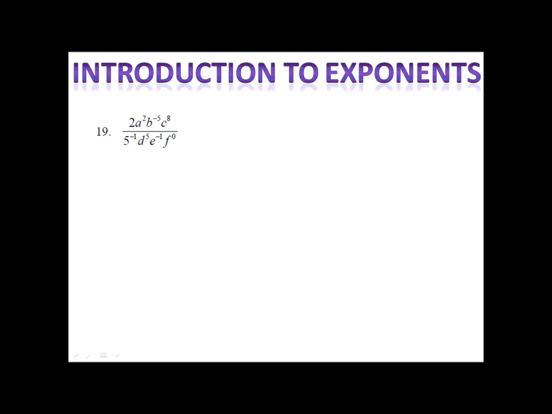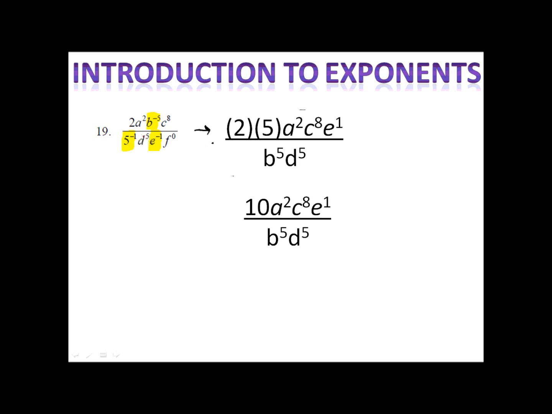We begin by highlighting the negative exponents. Those are the things that are going to move. The b to the negative 5, well, the b to the 5th will come down to the bottom. We have 5 to the negative 1, 5 to the 1st will come up. E to the negative 1 also moves up as e to the 1st. F to the 0 simply becomes a coefficient of 1. We have 2 times 5 on the top, that's 10. A squared, c to the 8th, e to the 1st, over b to the 5th, d to the 5th.